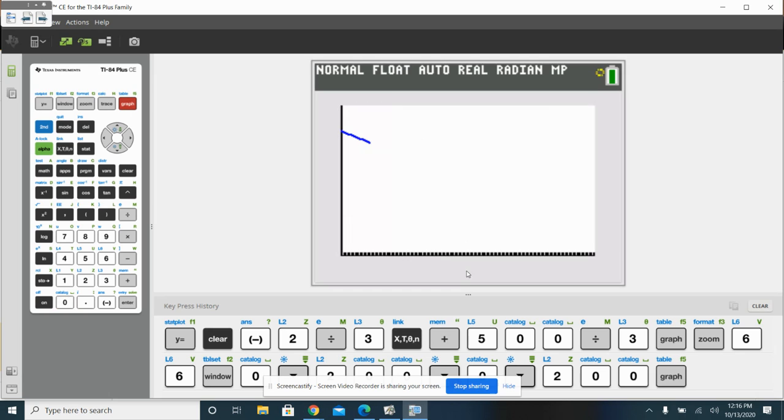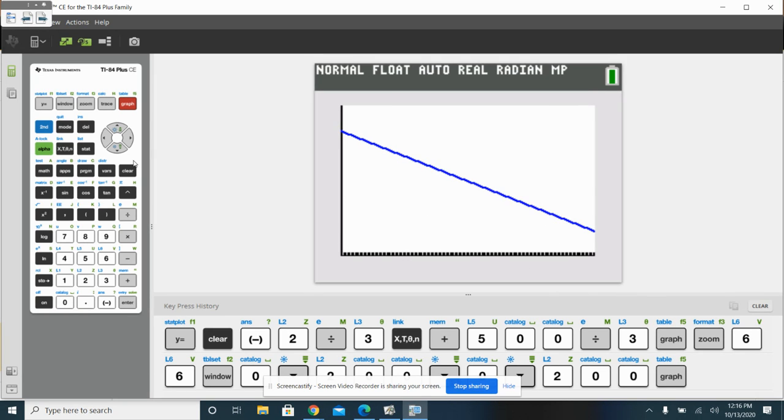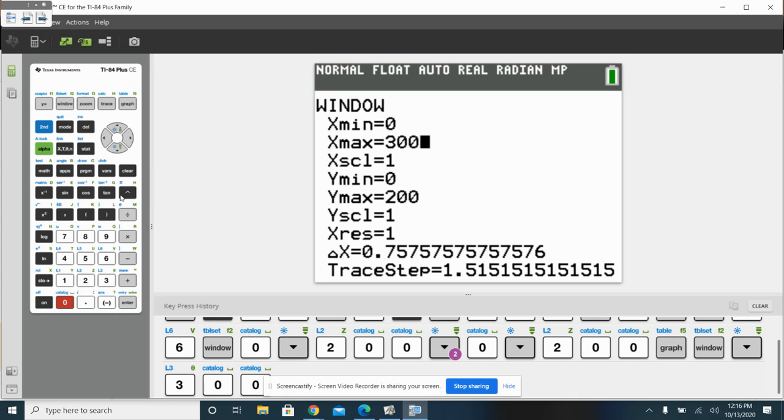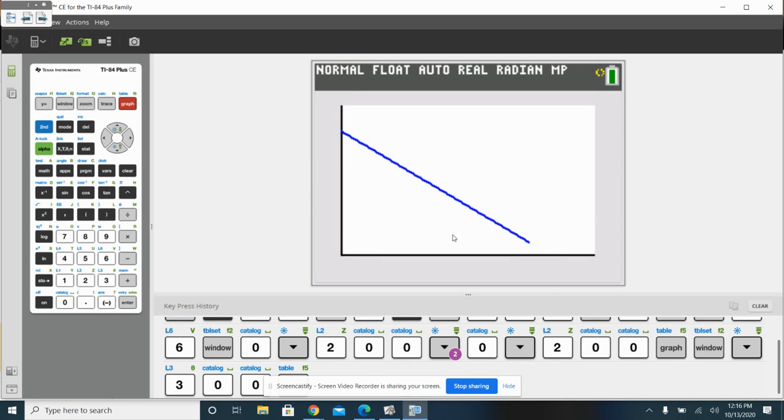Now, if you hit graph, there is that line that you can make. And I didn't go over far enough for my x. So go back to my window. Let's go over to 300 tickets for my X max. And that graph looks a little bit better. So what would the answers be?